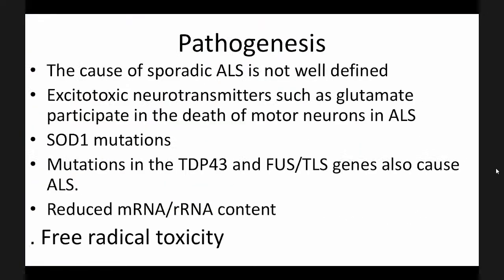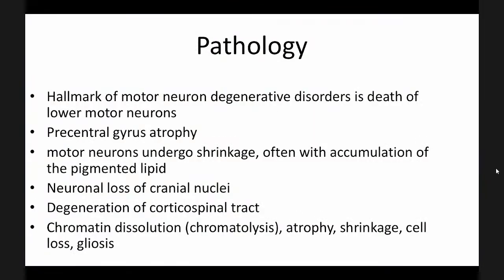So what is the pathology? The hallmark of motor neuron disease is the death of the lower motor neurons, and there is atrophy in the precentral gyrus. The motor neurons undergo shrinkage and often accumulate pigmented lipid. There is neuronal loss of the cranial nerves as well, and degeneration of the corticospinal tracts, and finally there is atrophy, shrinkage of cells. Ultimately, there is gliosis.